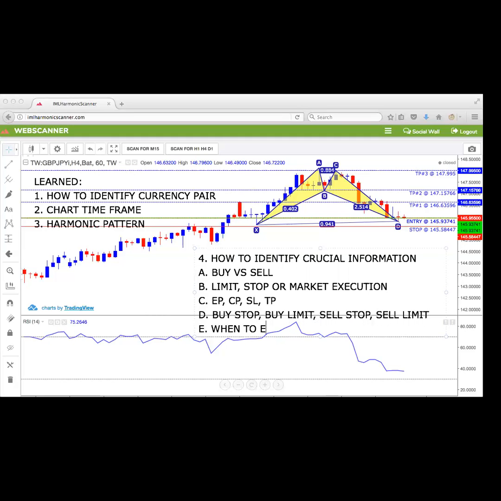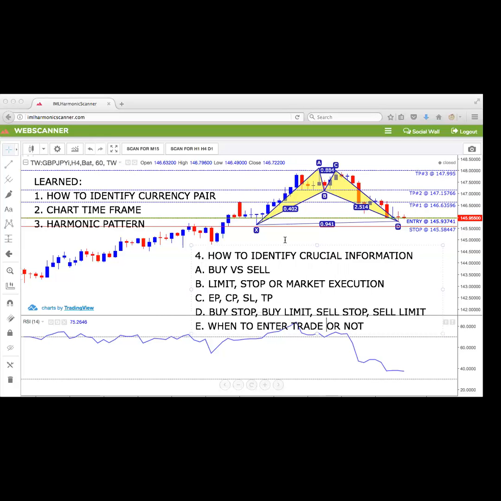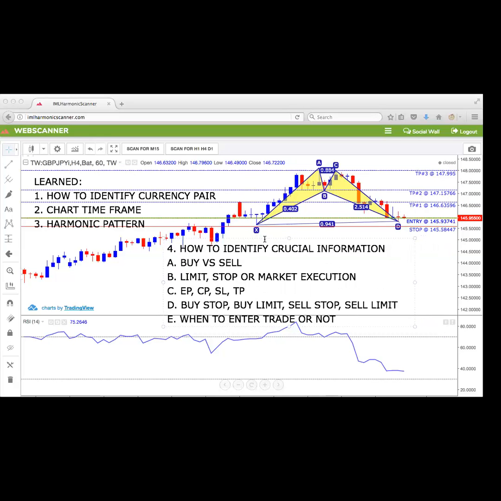You learned when to enter a trade or not. Girl, that's a lot of information. You just learned all of that in this time frame. And you learned what else? This is number 5: how to count pips.